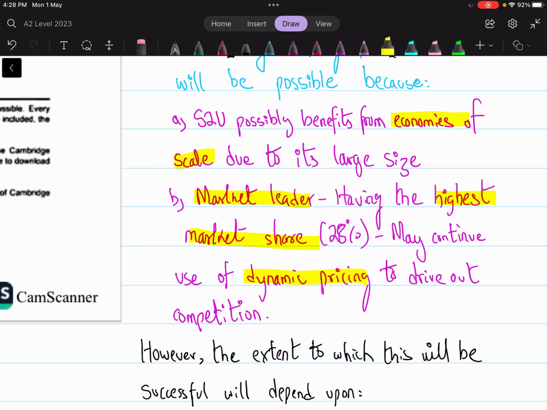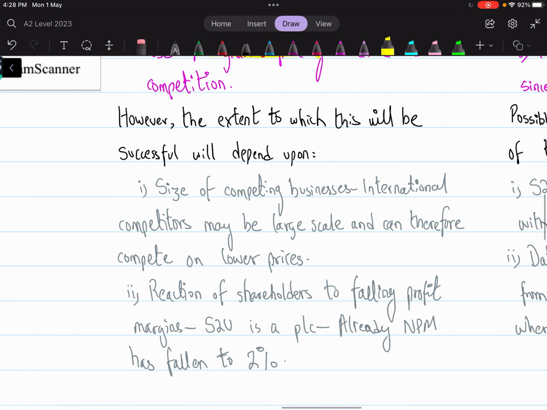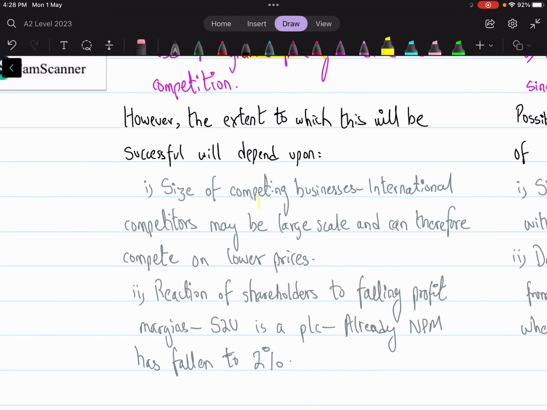So think of, why do you think that lowering prices may not be able to drive out the threat of new competitors entering in the IT support industry? The reason I've mentioned is that it much depends upon the size of competing businesses. If your competitors are large scale businesses, because the case does mention the emergence of international competitors, they can actually have the ability to fight on low prices with you and fight on price wars. And likewise, if you are lowering your prices to drive out competition, what would your shareholders think?